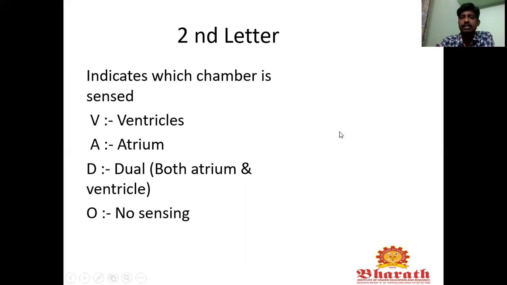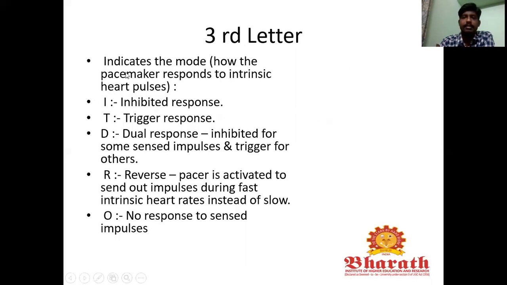O means no sensing. The third letter indicates the mode, how the pacemaker responds to intrinsic heart pulses once inserted, how the pacemaker is working, and how the pulse is generated in a proper manner, whether unipolar or bipolar. We monitor the pulse level and waveform level also. I means inhibited response, T means trigger response, D means dual response.